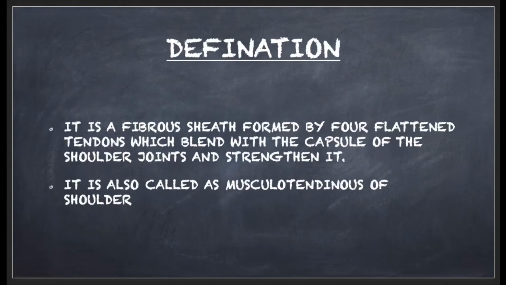So what is the rotator cuff? It is a fibrous sheath formed by the four flattened tendons which blend with the capsule of the shoulder joint and strengthen it. So it is formed by the four tendons, okay, and the main function of it is to give strength to the shoulder joint. It is also called the musculotendinous cuff of the shoulder. So this may be an MCQ.